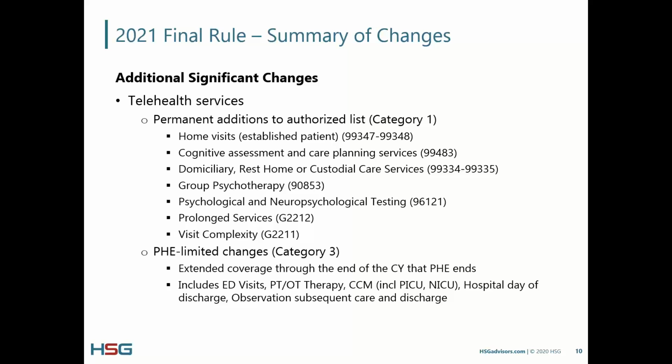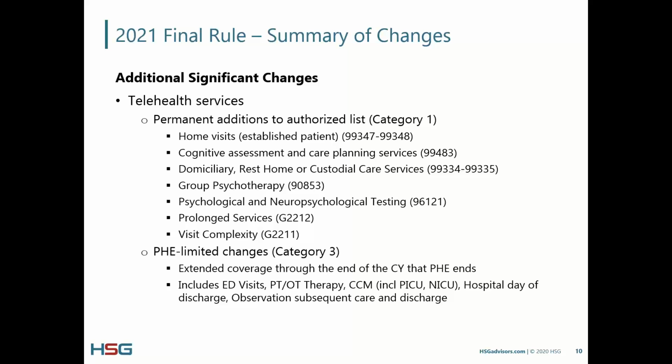What CMS did was make sure that they extended the coverage through the end of the calendar year that the public health emergency ends. So right now, unless something changes drastically, the current COVID-19 public health emergency from the federal government side expires, I think it's on or about January 21st. So all of the things that are listed in category 3, the reimbursement from CMS will continue through the end of calendar year 2021.